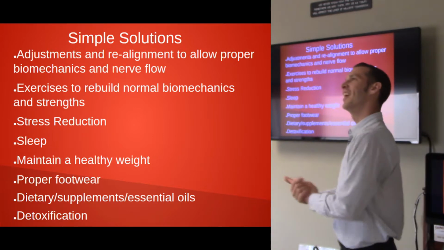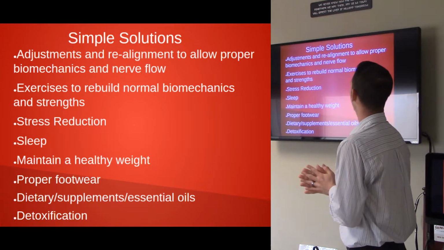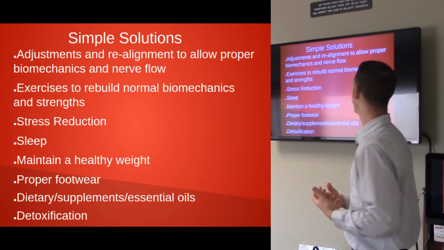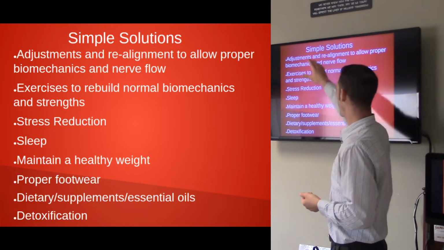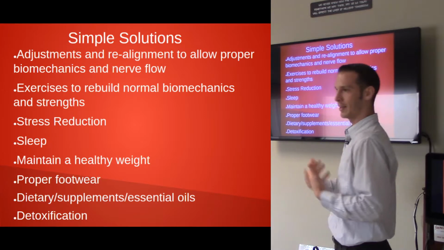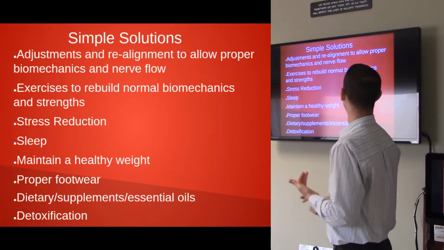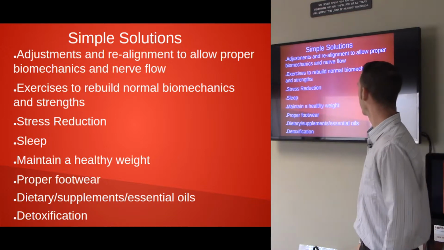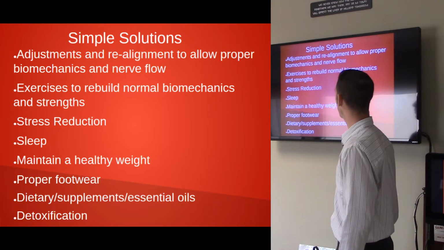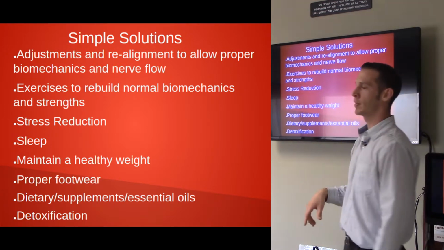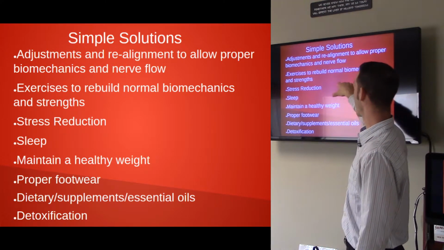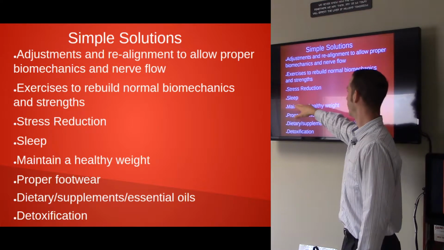Let's talk about some solutions, right? We talked about one of the problems being the nerve flow or the nerve supply that's going down into the lower extremity. So of course, adjustments are a good idea, right? Adjustments and realignment to allow proper biomechanics, proper nerve flow going into the lower extremities. We know that part, real simple. We're going to go into some pre and post x-rays in a second. Exercises to return normal biomechanics, stress reduction, sleeping.